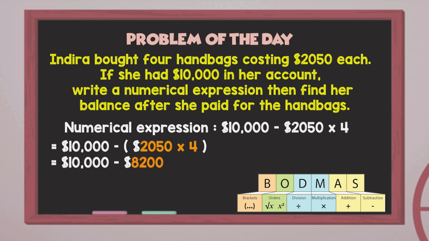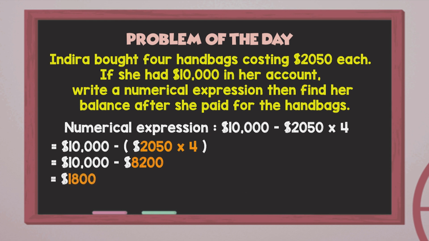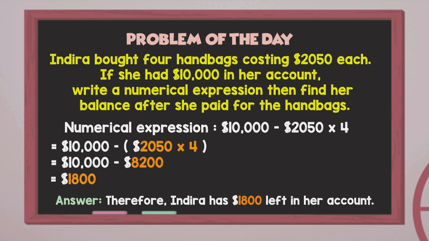However, we still have to find out how much she has left. So we have $10,000, take $8,200 will be equal to $1,800. Therefore, Indira has $1,800 left in her account.